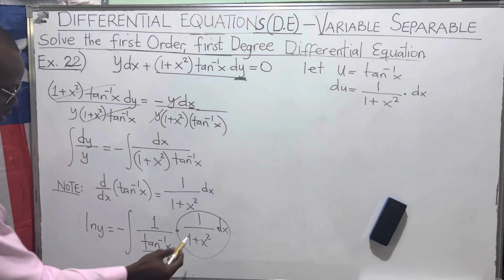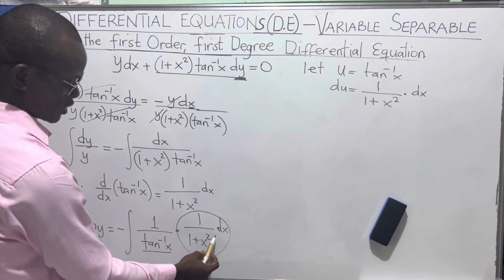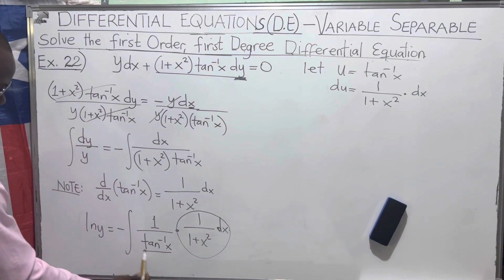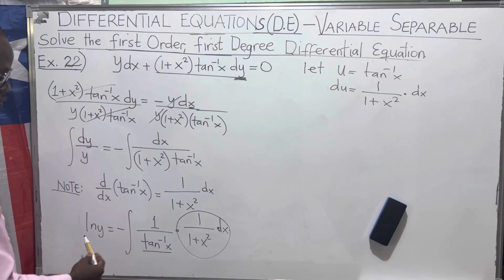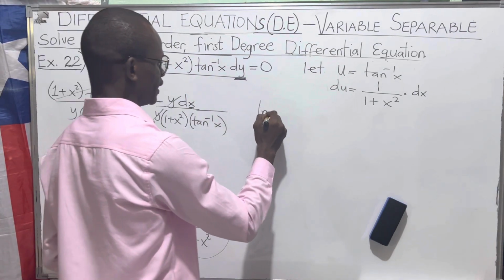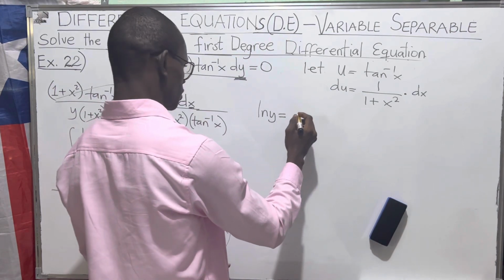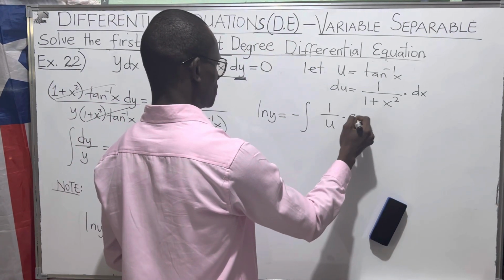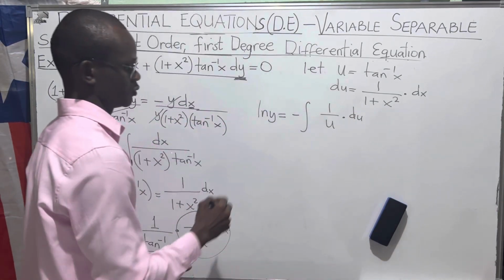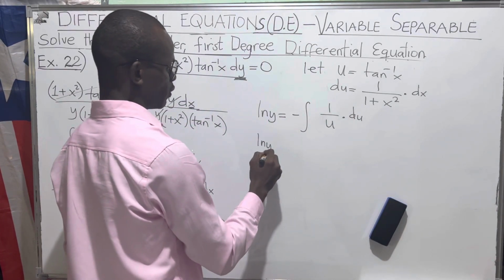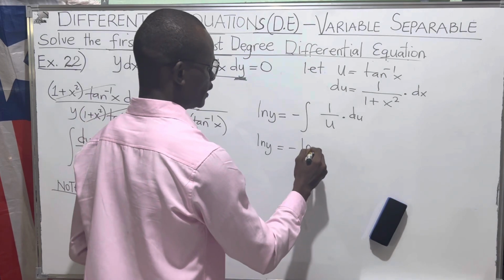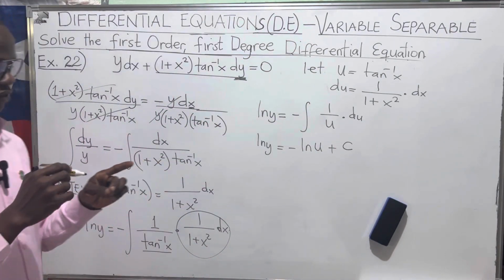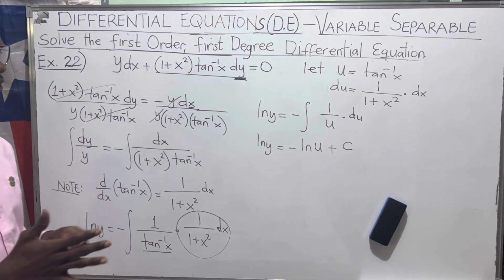So where we see 1 over (1 plus x squared) dx, we write du, and this tangent inverse of x is just u. So we have ln of y equals negative the integral of 1 over u times du. So you have ln of y equals negative ln of u plus some arbitrary constant c. So this is how simple it is. Very, very simple.